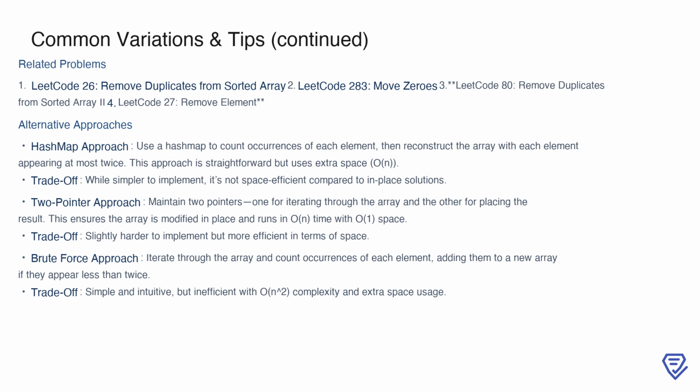Finally, there's the brute force approach, where you iterate through the array and count occurrences manually, creating a new array to store valid elements. While intuitive, it's inefficient due to its O(n²) complexity and additional space usage. Each of these approaches has trade-offs, so it's important to choose the right one based on the problem's requirements.